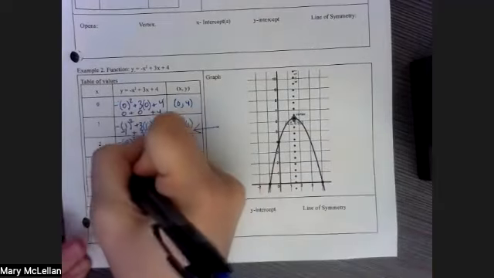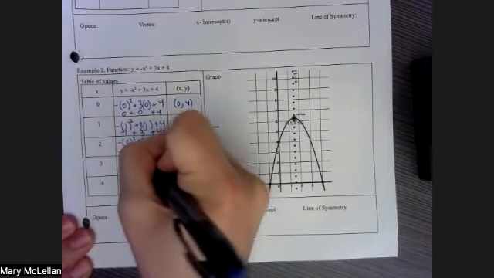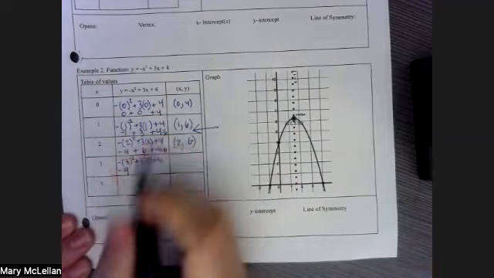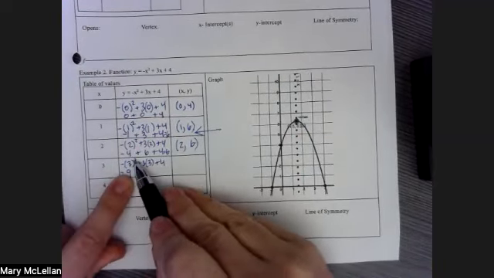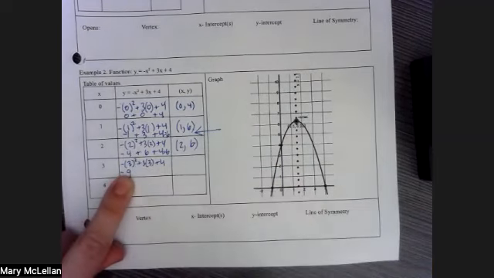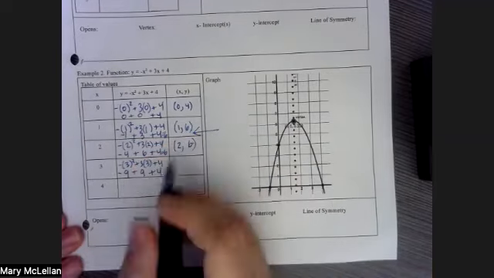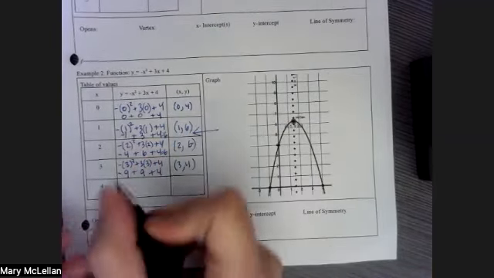Okay, for 3. -3 squared plus 3 times 3 plus 4 is -9. Notice that all of my squared values are becoming negative. That's because the negative is not inside the parentheses. It's outside the parentheses. Anyway, -9 plus 9 plus 4. That's 0 plus 4, which is 4. So 3, comma 4 is on my graph.